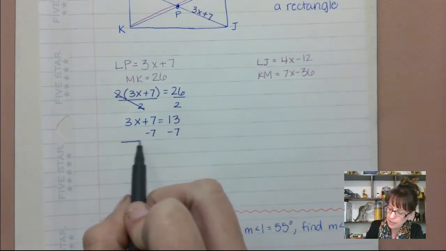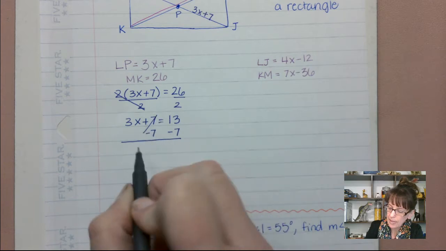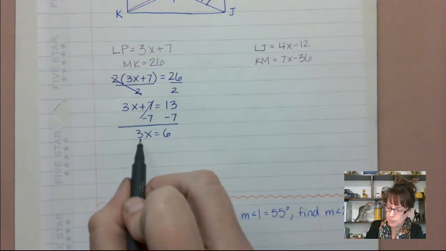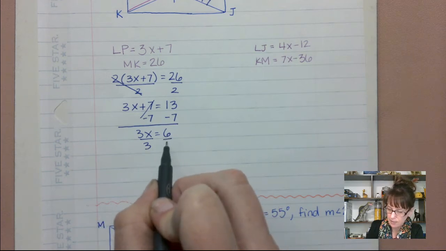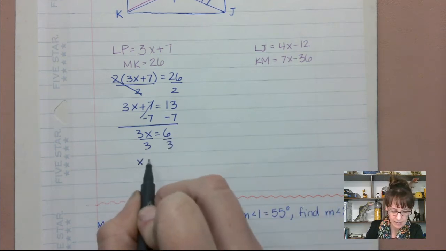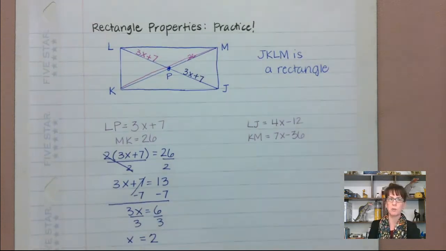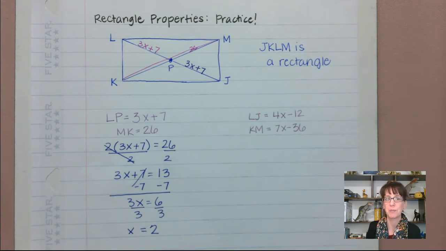We end up with 3x equals 6. Let's divide both sides by 3. Divide by 3, and x equals 2. Let's go back, make sure we're answering the right question. The question isn't written here, but it is to find the value of x. So we have done that.